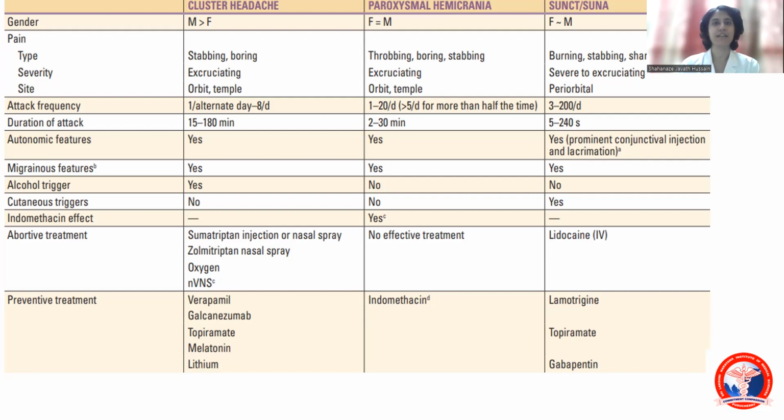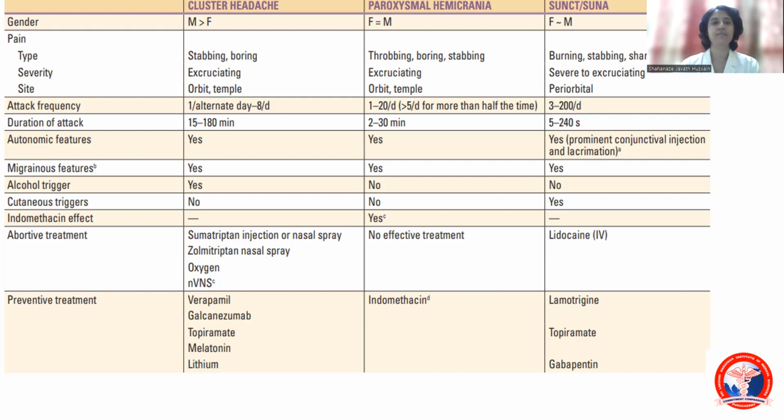The frequency of attacks can be one per day to a maximum of 8 attacks per day, with each attack lasting around 15 to 180 minutes, and is associated with the autonomic features that we described previously. They might also have features suggestive of migraine, and alcohol consumption usually increases cluster headache. However, there are no cutaneous triggers which can exacerbate or provoke this headache.